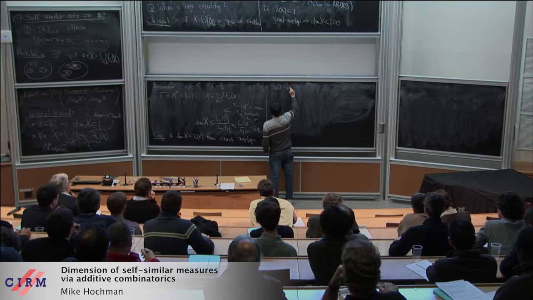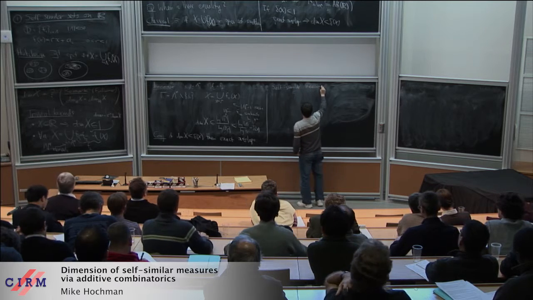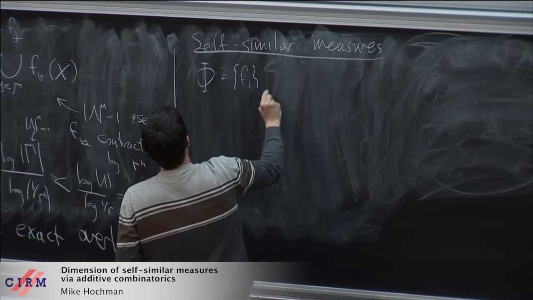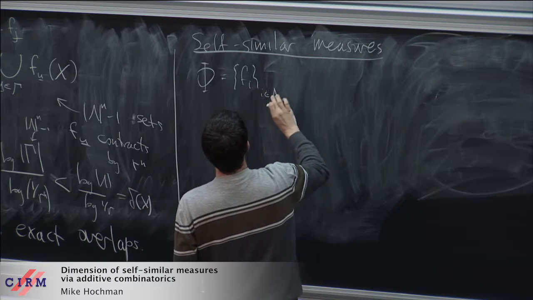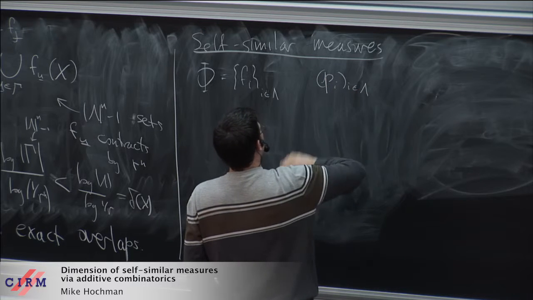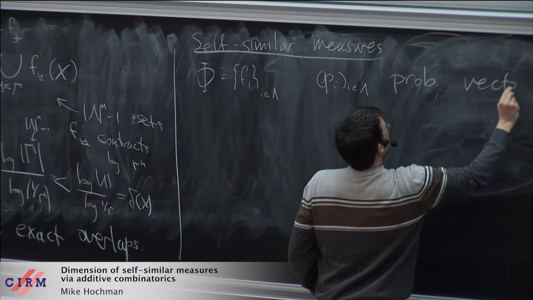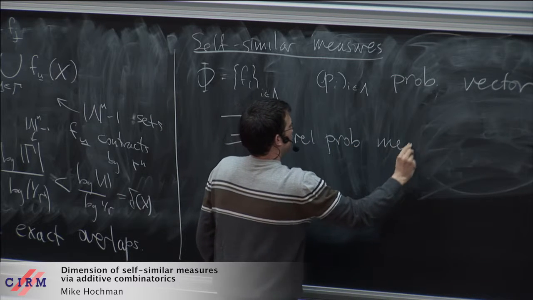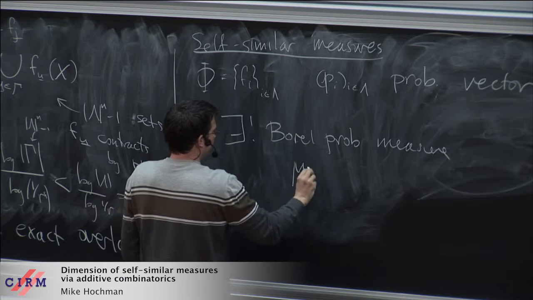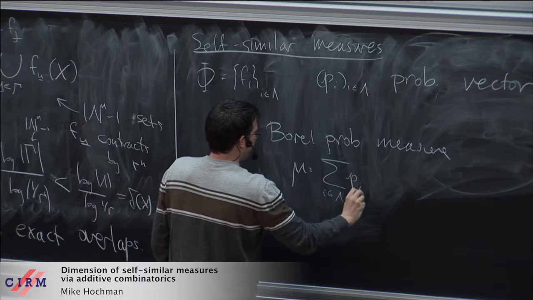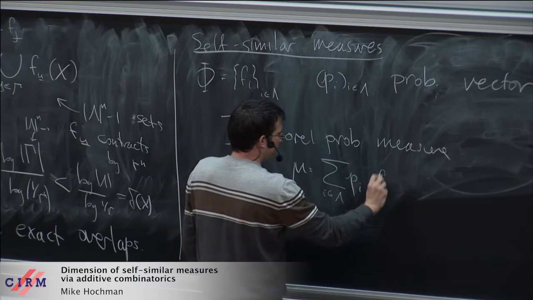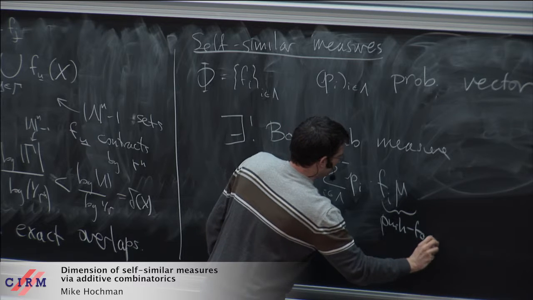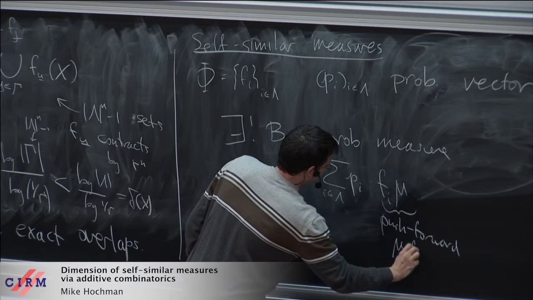So self-similar measures. Well, so now we have the same family of contractions, and now we also have a probability vector indexed by lambda. And so then there exists a unique Borel probability measure which satisfies that mu is the sum over i in lambda of p_i, so this is a scalar, times the push forward of mu by f_i. So this is mu composed with f_i inverse.